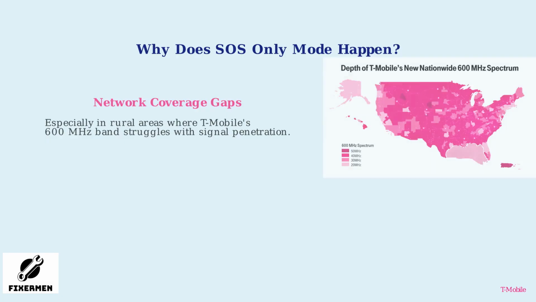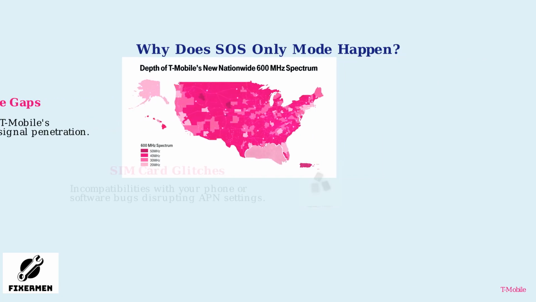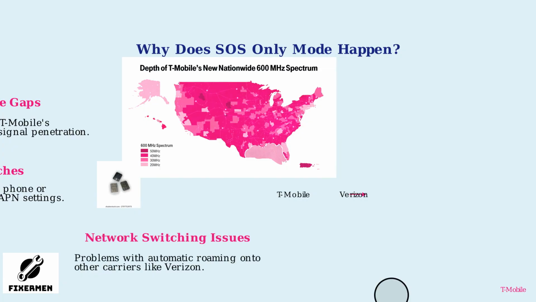SOS only mode typically arises from three main reasons. Network coverage gaps, especially in rural areas where T-Mobile's 600 MHz band struggles with signal penetration, SIM card glitches or incompatibilities with your phone, and problems with automatic network switching or roaming onto other carriers like Verizon.